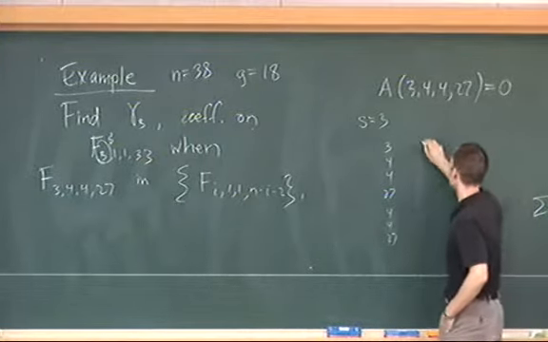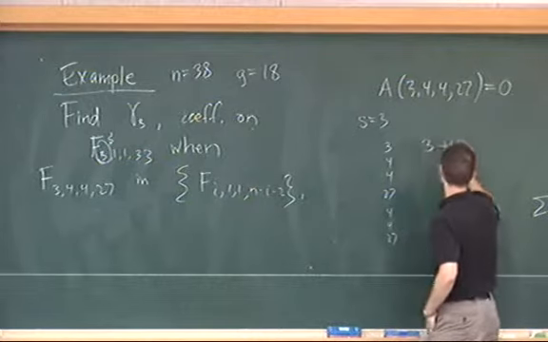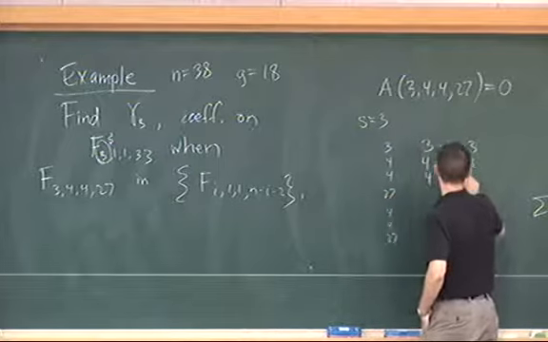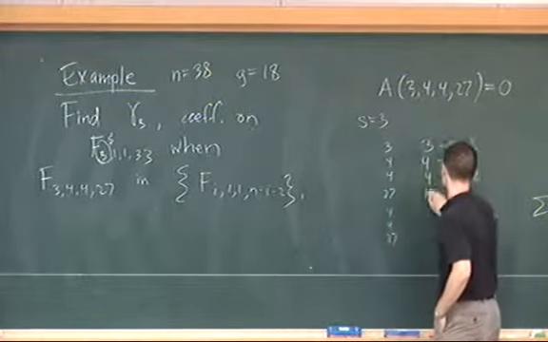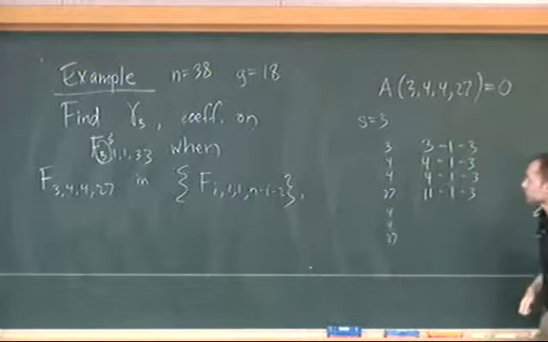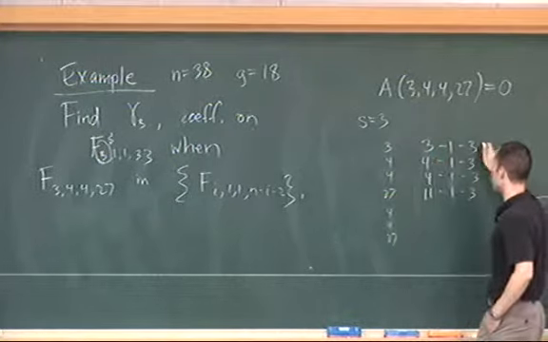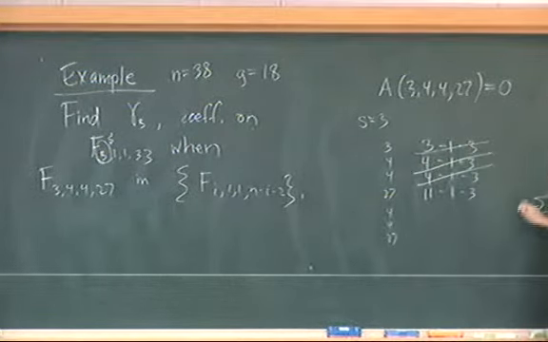I take my entry A, and I subtract 1 minus S. Here I get 4 minus 1 minus 3, 4 minus 1 minus 3. Here I have a 27, I need to flip it first, so I'll get 11 minus 1 minus 3. Then my formula says if this is less than or equal to 0, don't sum over it. So far my total contribution is a 7.